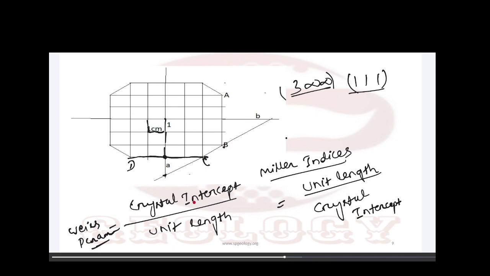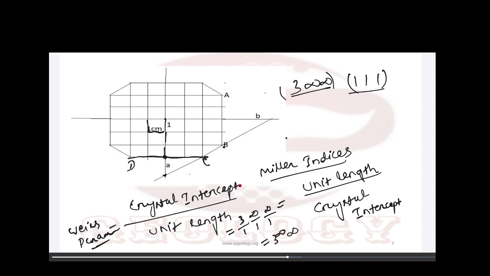So the crystal intercept is 3 infinite infinite and the unit length is 1 1 1. So for Bayes parameter we can write down 3 by 1, infinite by 1, infinite by 1. So it will remain 3 infinite infinite.